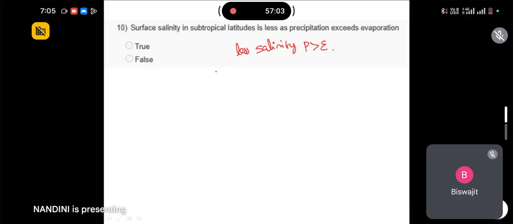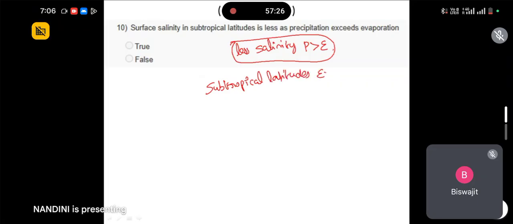The subtropical latitudes actually have greater evaporation compared to precipitation. So less salinity can happen when precipitation exceeds evaporation, but over the subtropical latitudes, the condition is that evaporation is greater than precipitation, and the waters are highly saline. So this is false.